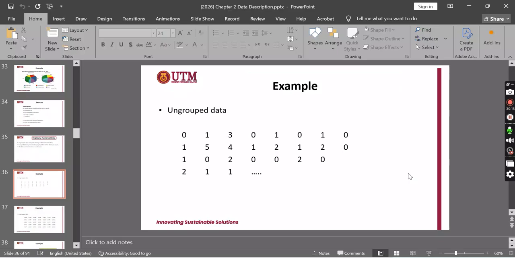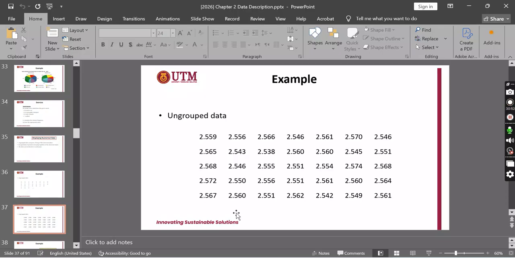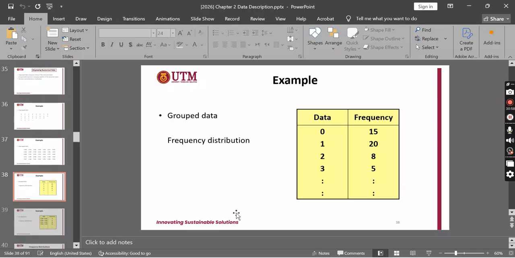For example, for ungrouped data, you have numbers 0, 1, 3, 4, 5, and so on. So it is discrete. Why? Because there's no description of this data set. We don't know which variable it is. We only know that there's a large number of data here, but they are integer numbers. There's no point in the data set, so it is discrete. This data set also has points in it, so it is continuous.